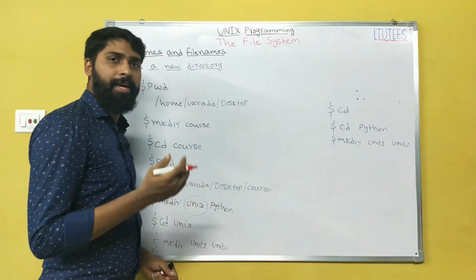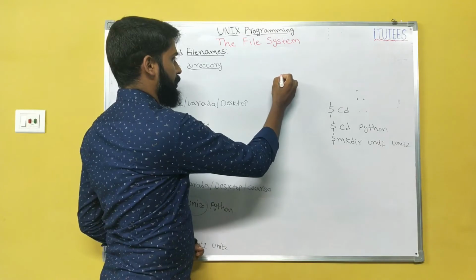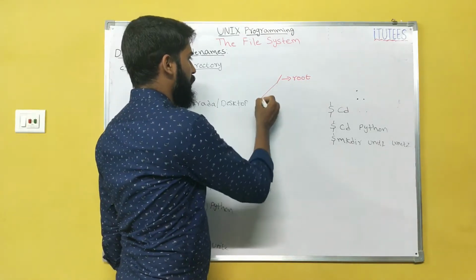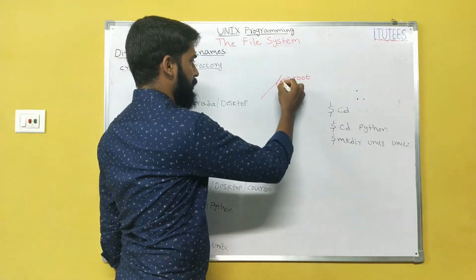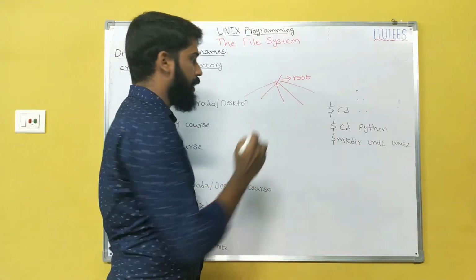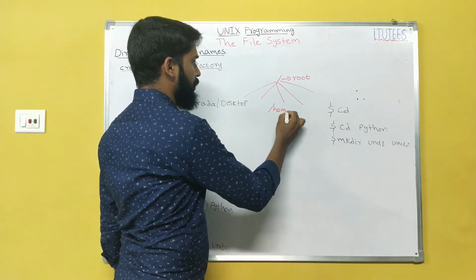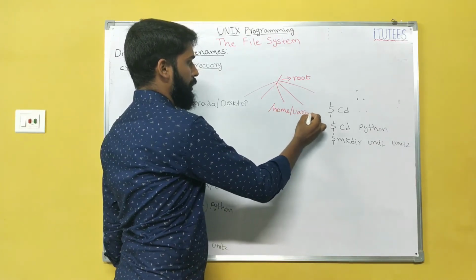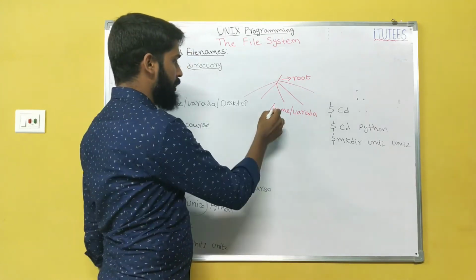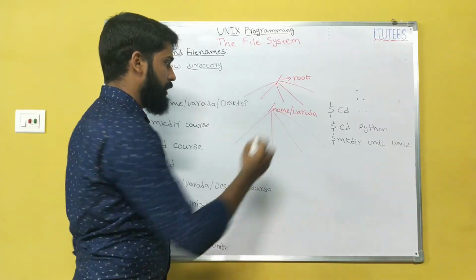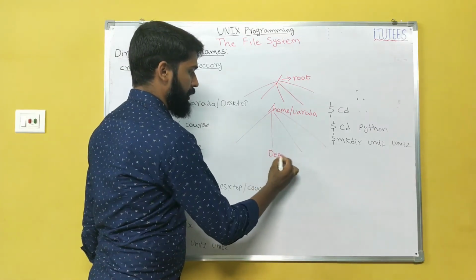All these can be represented as follows. The top one is root. In this there are many subdirectories. One of the directories is home/Varada. In this directory there are many subdirectories, and one of those is desktop.